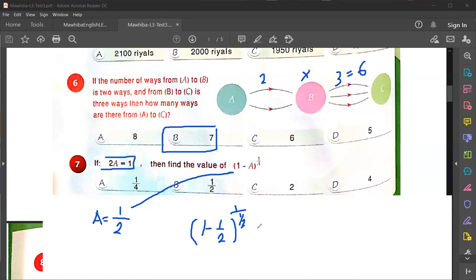Now I think it is easy. 1 minus half is what? It is half, right? What about 1 over half? That's the denominator of the denominator. You put it in the numerator. You change the division to multiplication. So you can write 2. And half to the power 2 is what? It is 1 over 4, right? So the correct answer is A.